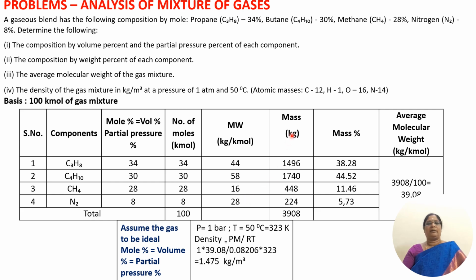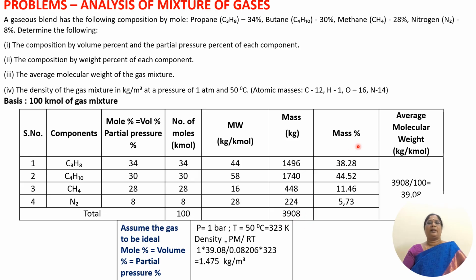So the mass can be found out by using the formula number of moles into molecular weight. That is 34 into 44 is 1496. For butane, it's 30 into 58, 1740. For methane, 28 into 16 is 448, and for nitrogen, it's 8 into 28, 224. Let us make the total of all four to give 3908.